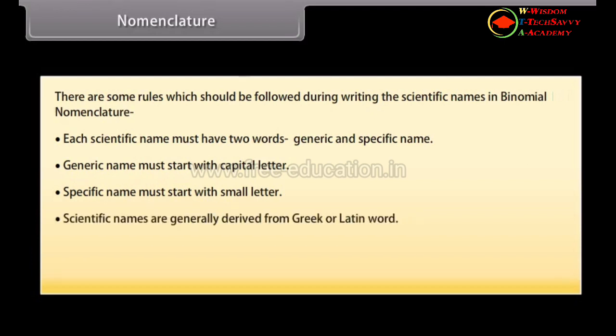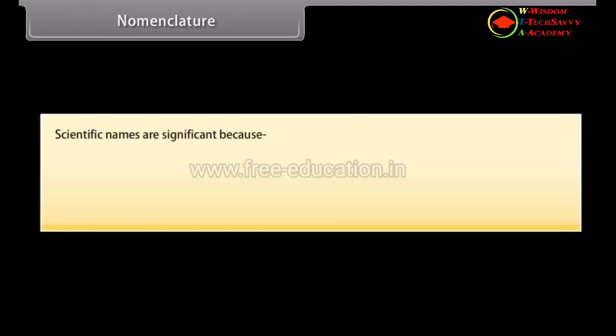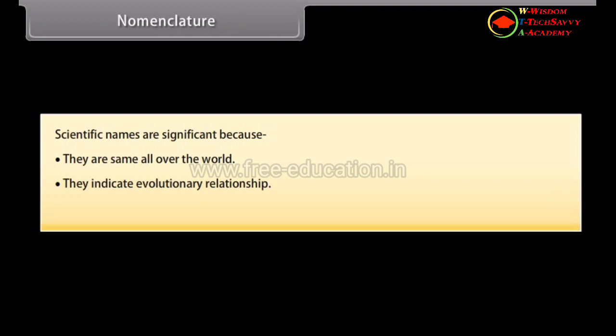Scientific names are generally derived from Greek or Latin words. When printed, they should be in italics. When handwritten or typed, they should be underlined. Scientific names are significant because they are the same all over the world. They indicate evolutionary relationship. They solve the problem of multiple naming of one organism.